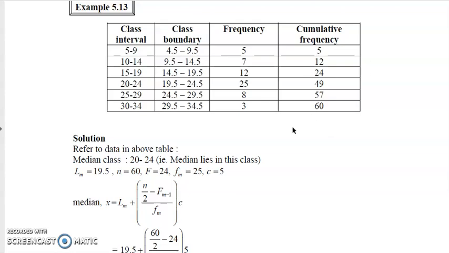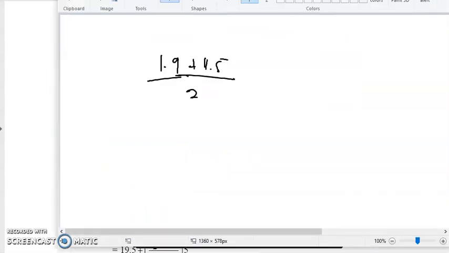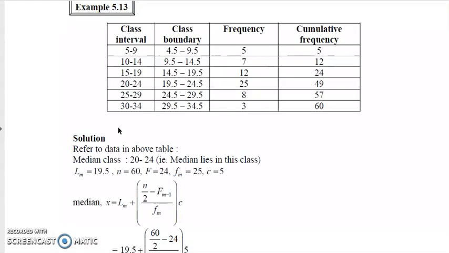And then if you are referring over here, you can see our median class is 20 to 24. How do we know? You already know in the previous lesson, the median will be in the middle, right? So 1 over 2 of our total frequency. In this case, 1 over 2 of 60 will be 30. So you can see from here, 30 is somewhere around here, which is this row, where the cumulative frequency is 49, and the frequency itself is 25, and the class interval is 20 to 24 here.